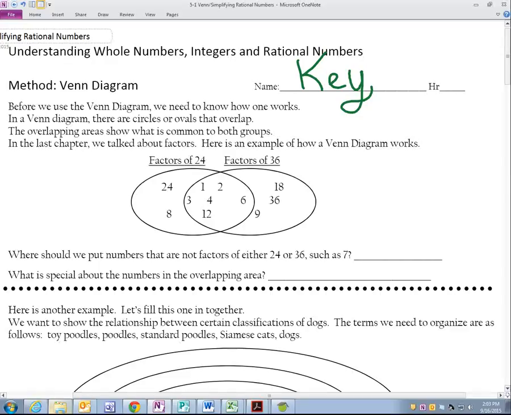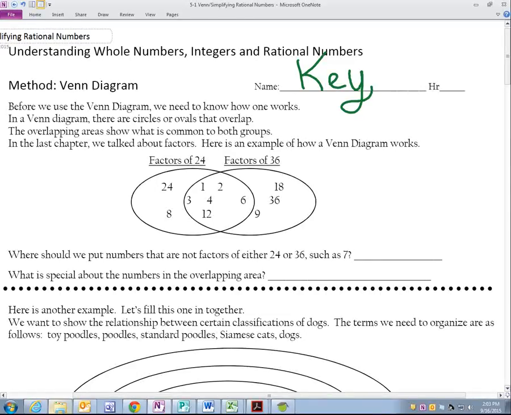Now, as I'm reading this, you should be following along and not dozing off like I'm reading you a bedtime story. Okay? Follow along as I read. Before we use the Venn diagram, we need to know how it works. In a Venn diagram, there are circles or ovals that overlap. The overlapping areas show what is common to both groups.